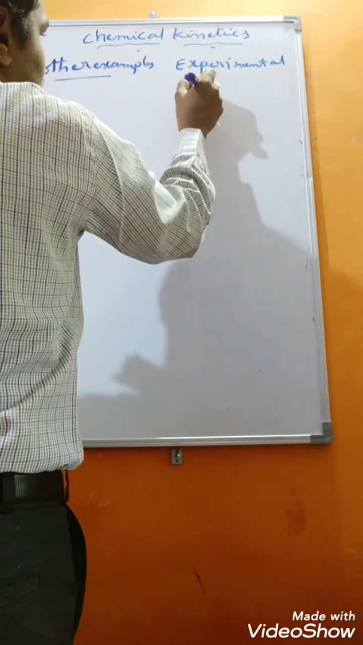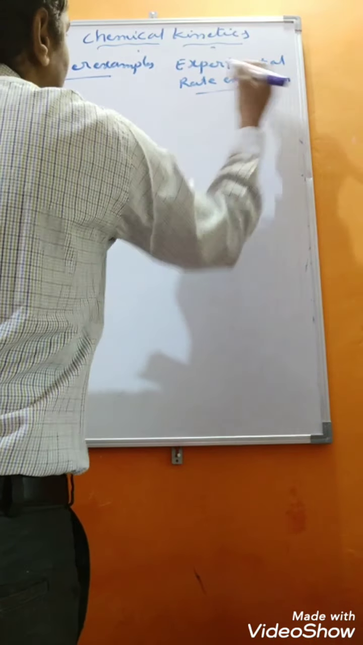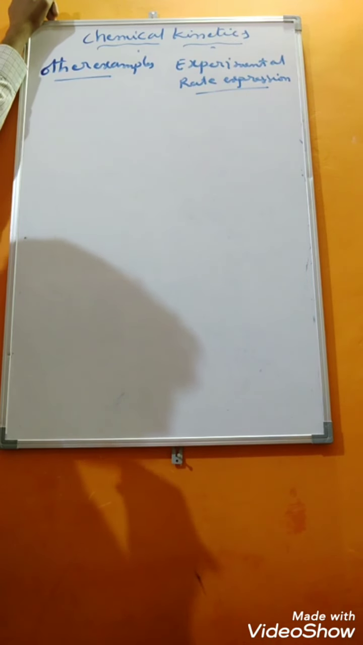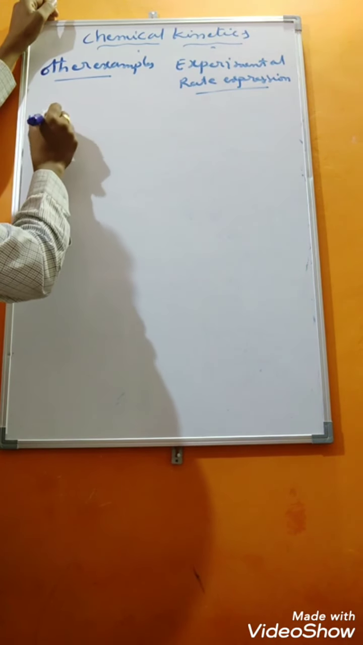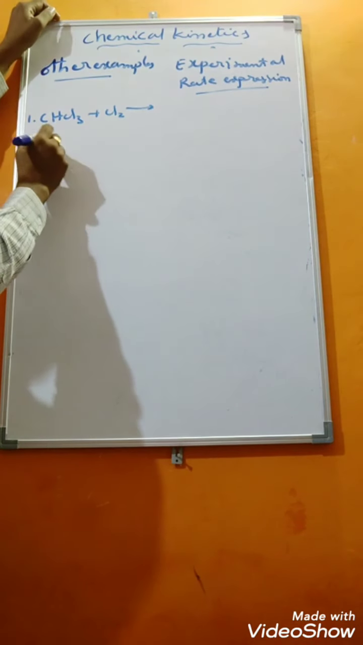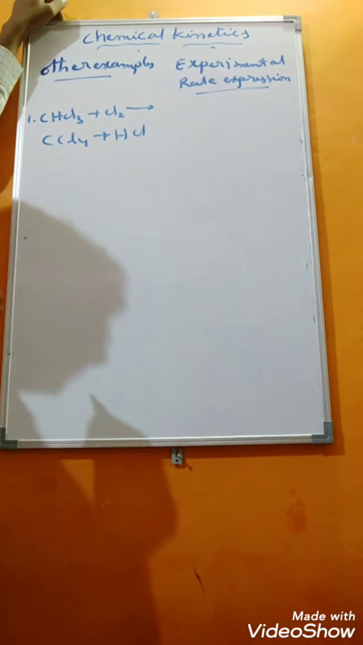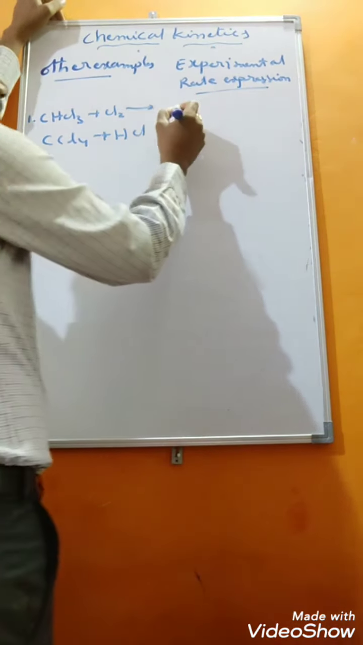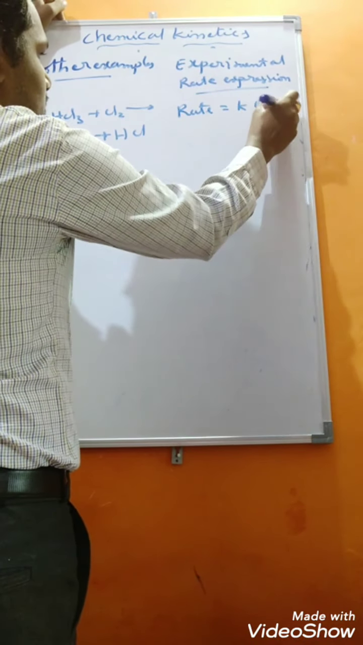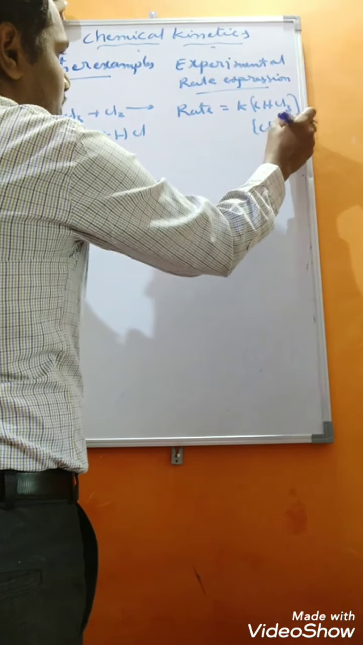Experimental rate expression. What are the other examples? Chlorination of chloroform, for example: CHCl3 + Cl2 gives CCl4 + HCl. This is the equation I have given to you. In this equation, what is the rate expression? Rate equals some k into concentration of CHCl3 to the power 1, Cl2 to the power 1/2 you will get, students.